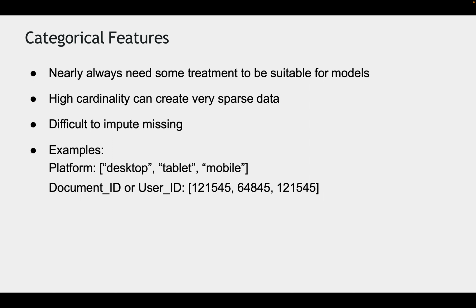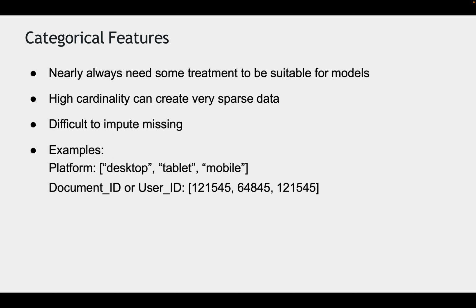Categorical features nearly always need some treatment to be suitable for models. High cardinality can create very sparse data. Difficult to impute missing. Examples: desktop, tablet, mobile. Document ID or user ID. Nearly always need some treatment to be suitable for model.